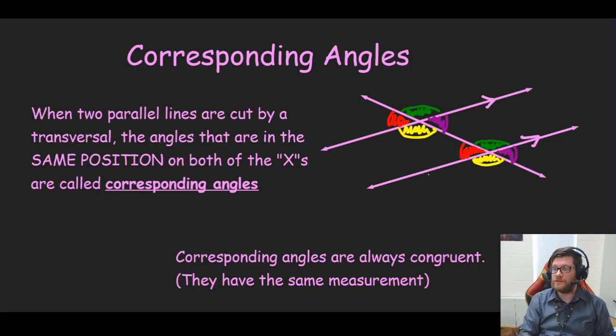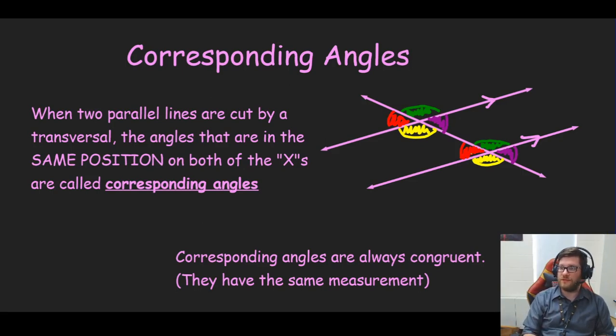Now, you'll notice that I started at the top and went to the bottom for some of these, and started at the bottom and went to the top for some of these. It doesn't matter the direction that you move, but as long as they are in the same position, so like green and green, purple and purple, yellow and yellow, red and red, as long as they are in the same position on both those x's, they are called corresponding angles.